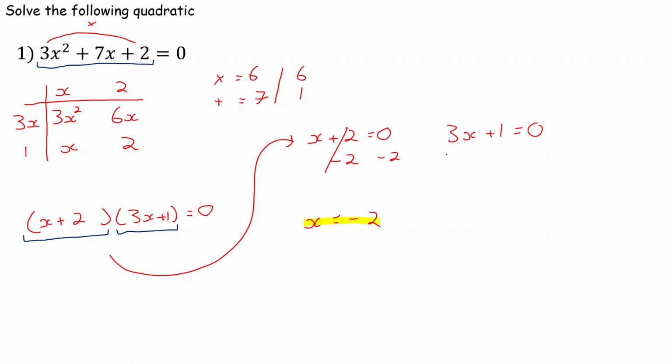And then the second equation, you've got 3x plus 1 equals 0. Let's get rid of that plus 1 by taking away 1 from both sides, because then they cancel.